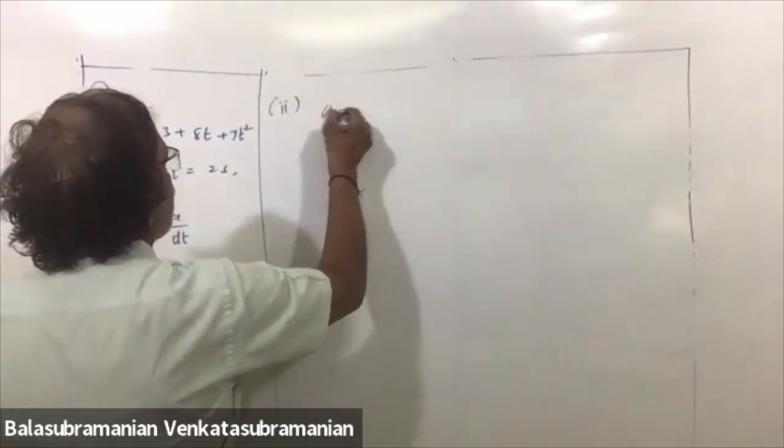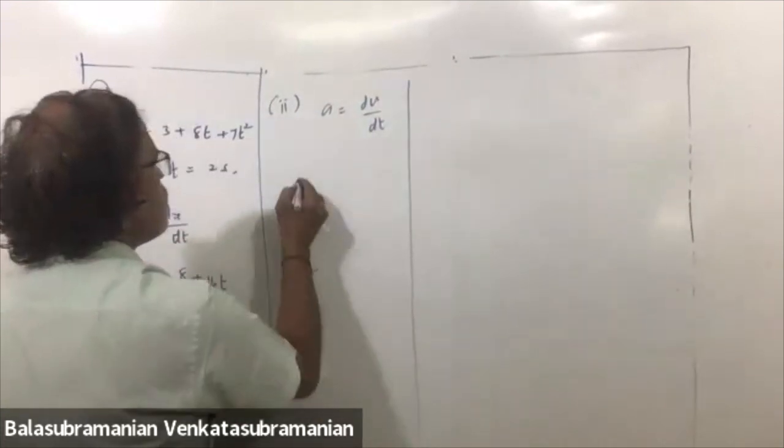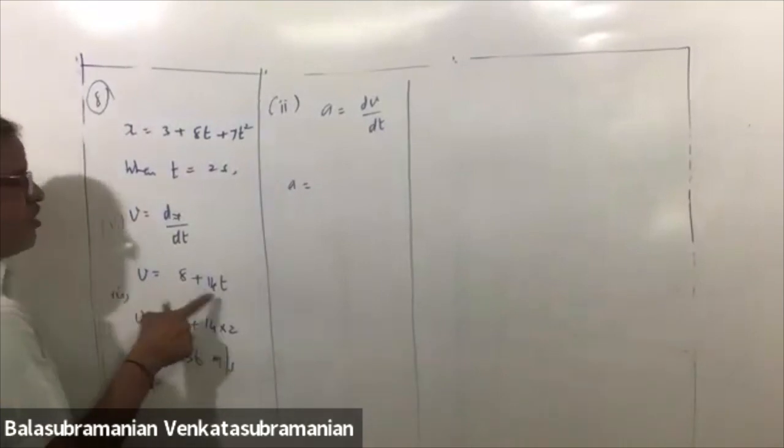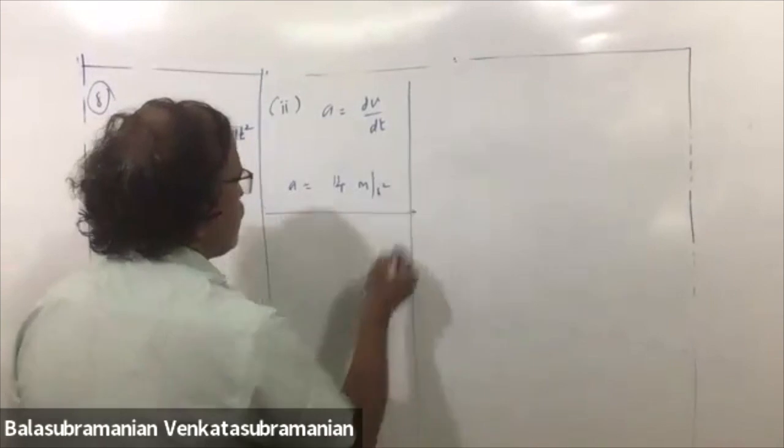Acceleration is the rate of change of velocity, dv by dt. You differentiate this. This will become 0. This will become 14. So 14 meters per second square.